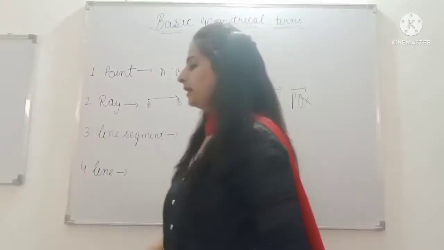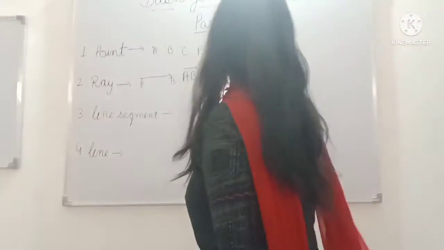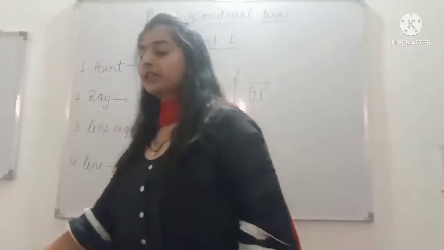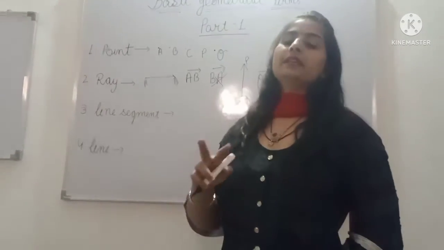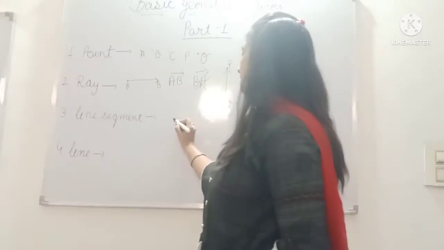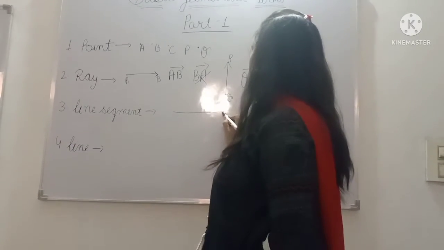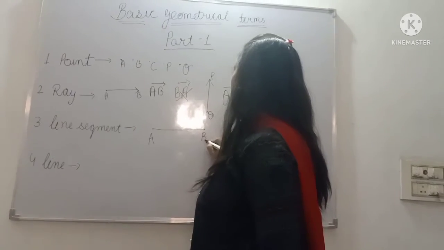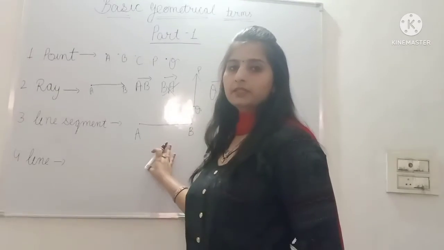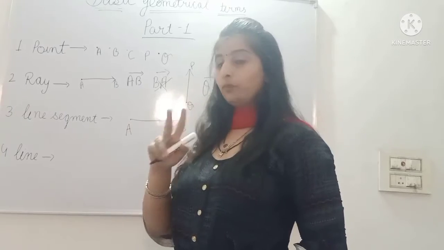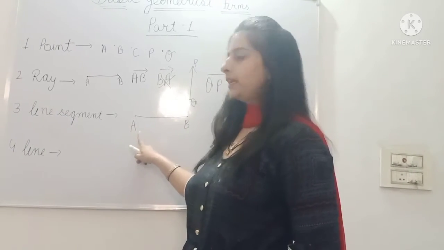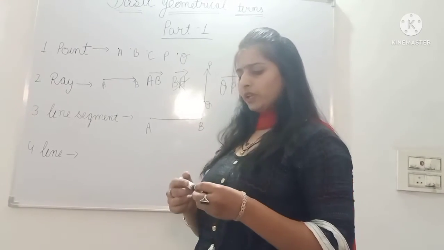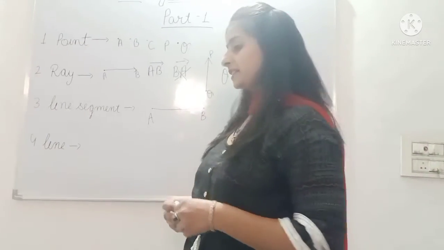Fine? Next, we shall discuss line segment. A line segment is also a part of a line. It has two endpoints. This is a line segment, it has two endpoints. One endpoint is A and the other endpoint is B. Fine. And can you give some examples of a line segment?